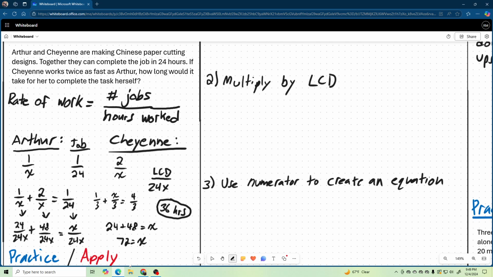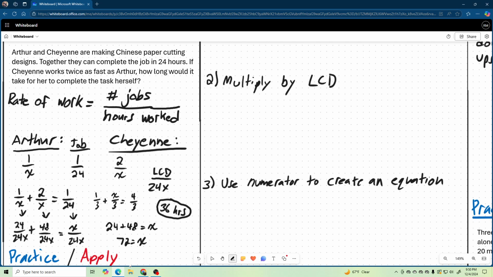And that's it. So what we did is we established what a rate of work is. We knew that Arthur was one job per however much time. We don't know the amount of time. We said that Cheyenne could do 2 jobs in that same amount of time, because it takes her half as long to complete each task. So in the same amount of time, she can complete 2 tasks. And then we know that the total job, which is one job, is going to take 24 hours.